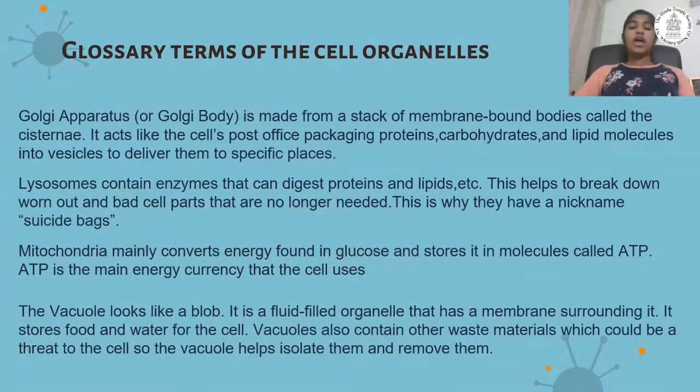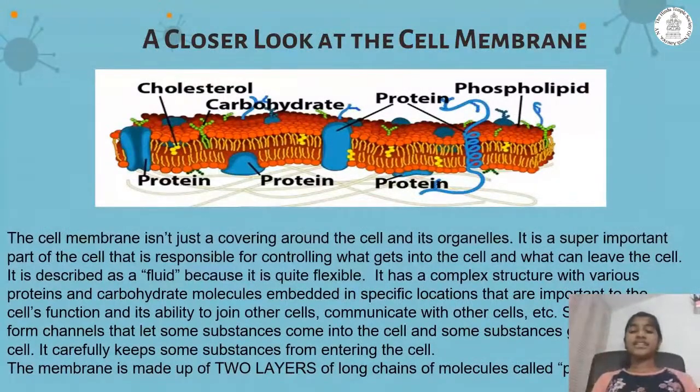The vacuole looks like a blob. It is a fluid-filled organelle that has a membrane surrounding it. It also stores food and water for the cell. Vacuoles also contain other waste materials which might be a threat to the cell, so the vacuole helps isolate them and remove them. A closer look at the cell membrane.